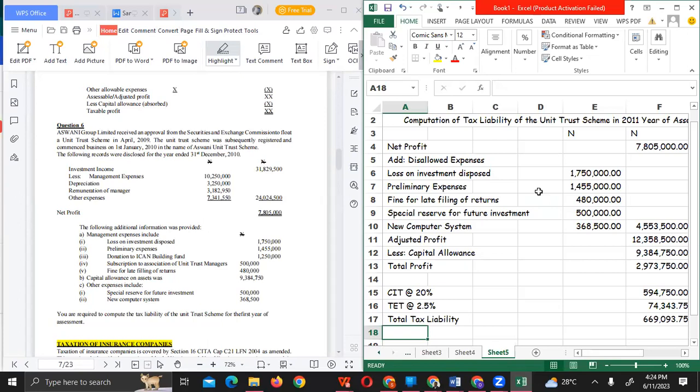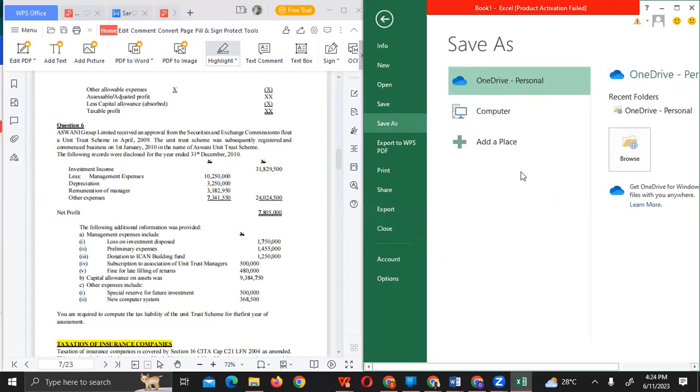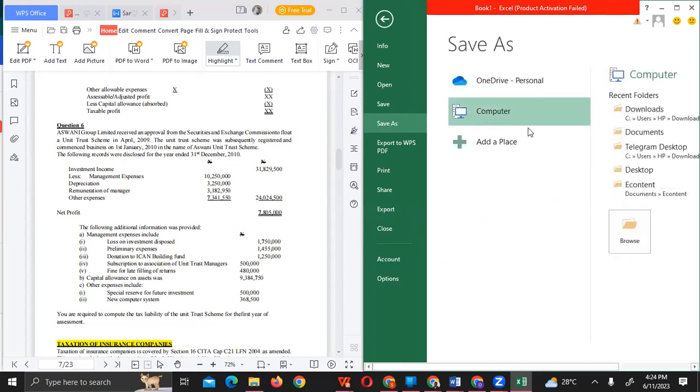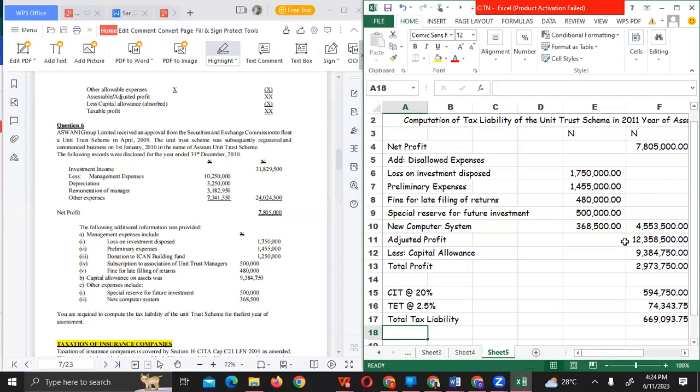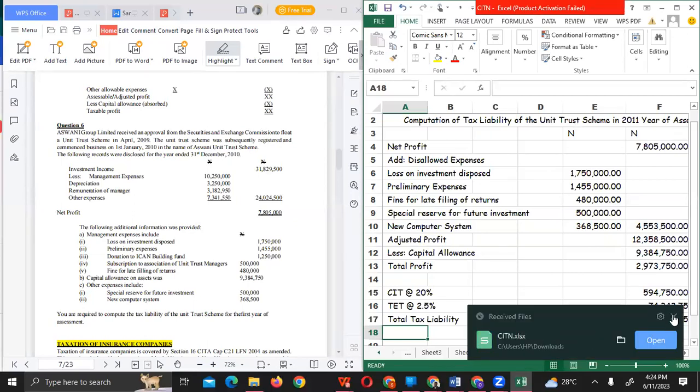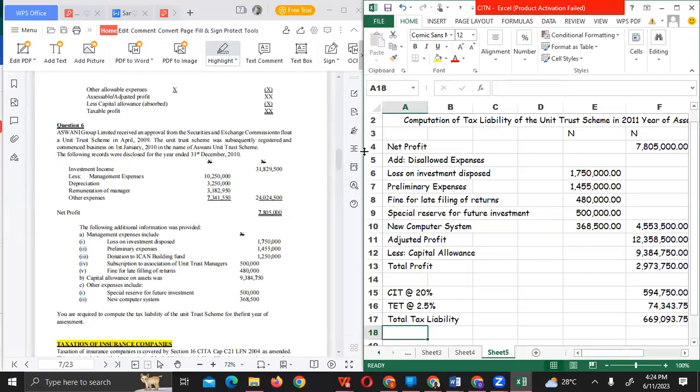Actually, I was wondering, the total profit was 2.9 million, and 20% was calculated for CIT. Yes, we considered their investment income, not the profit. Okay, thank you. Yes, you're welcome.